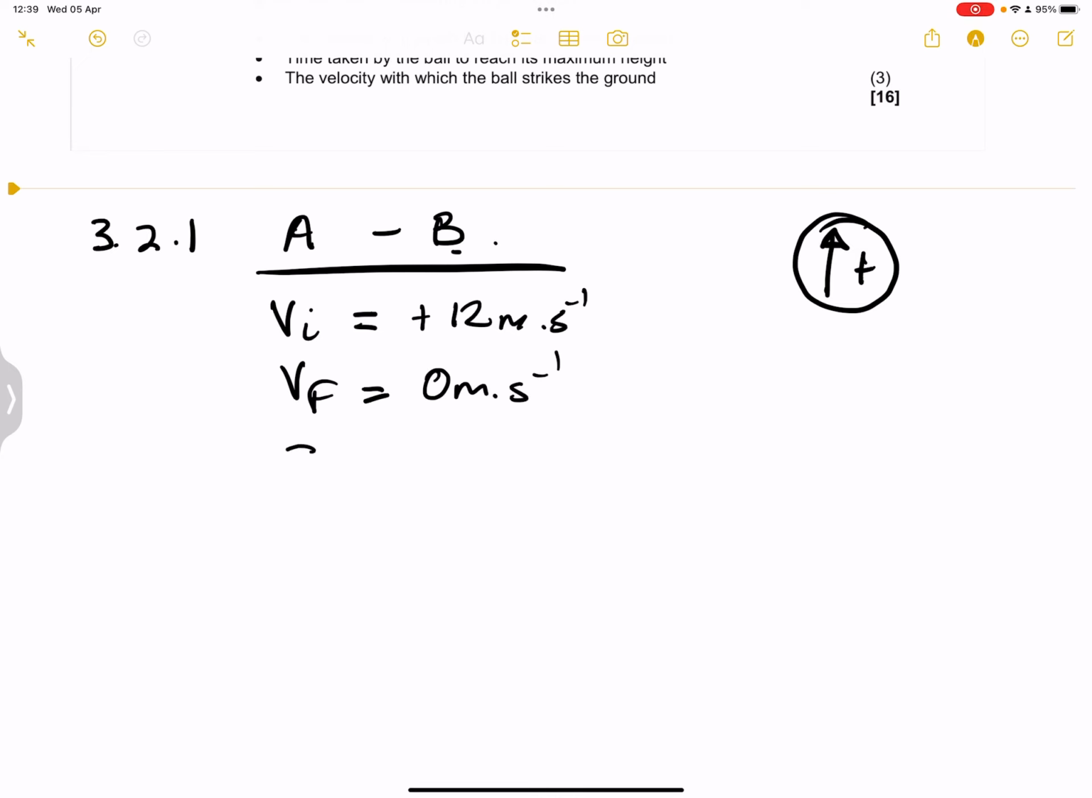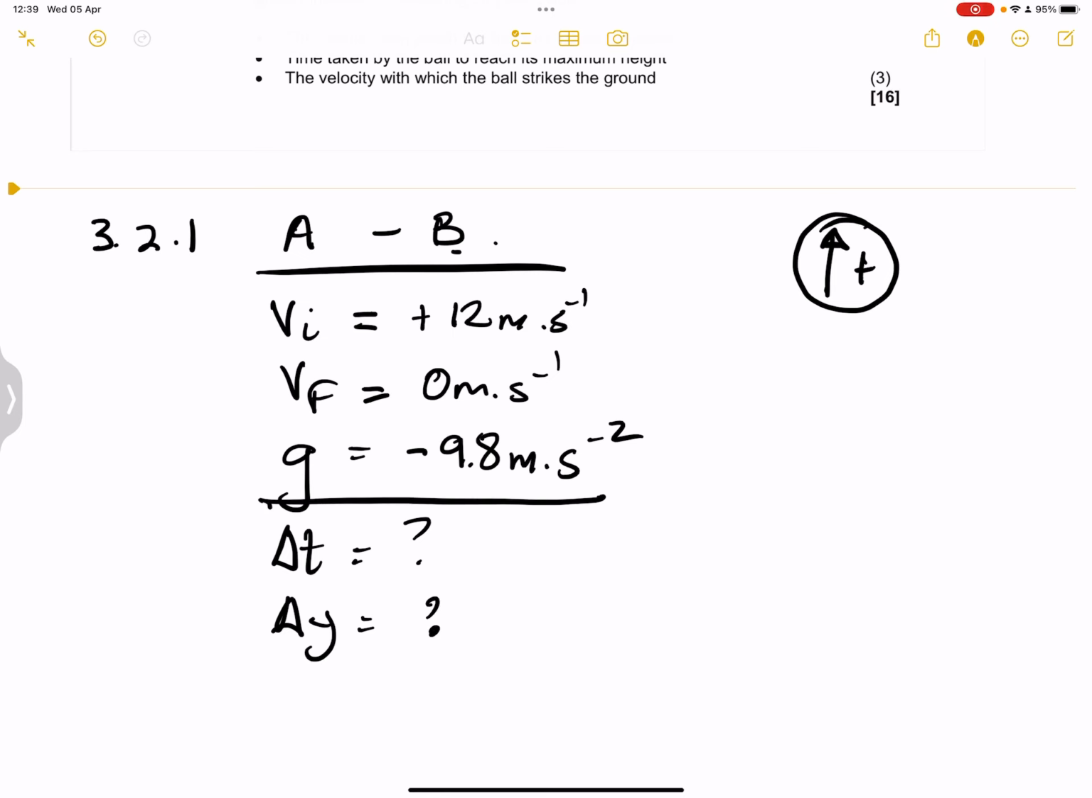Gravitational acceleration always remains 9.8 meters per second squared, but it's always acting vertically downwards, so it will be negative 9.8 meters per second squared. The time is exactly what we're looking for. We do not have the displacement either. So whatever equation we pick must have time, and mustn't have displacement, because we don't have that.